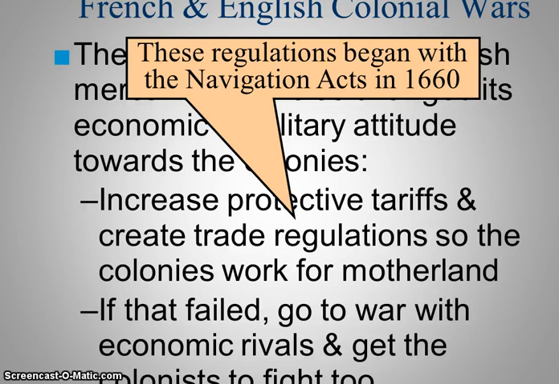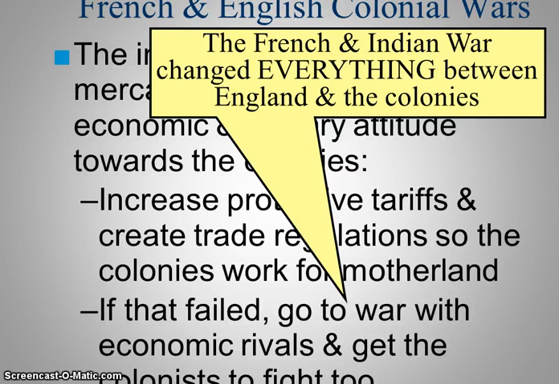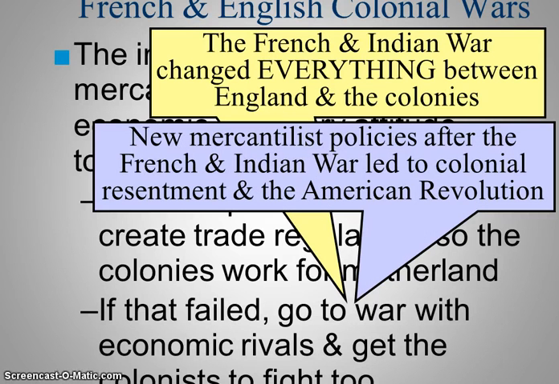So these regulations began as the Navigation Acts in 1660, and the French and Indian War changed everything between England and the colonies. These new mercantilist policies after the French and Indian War led to colonial resentment and the American Revolution.